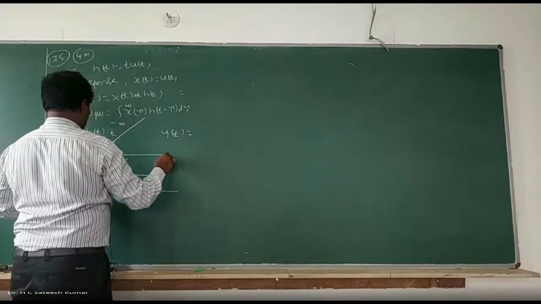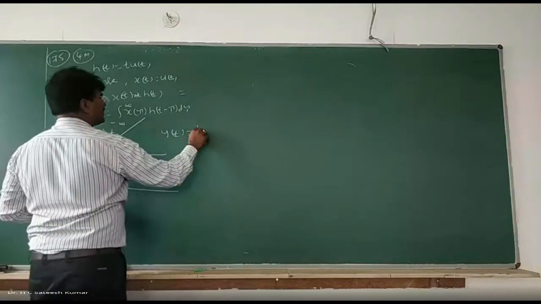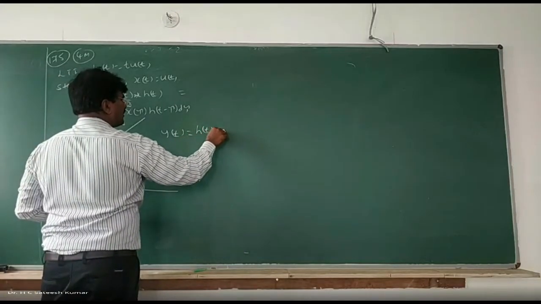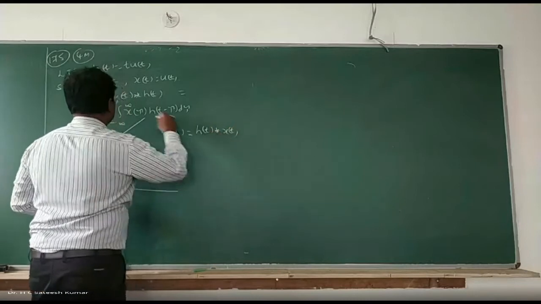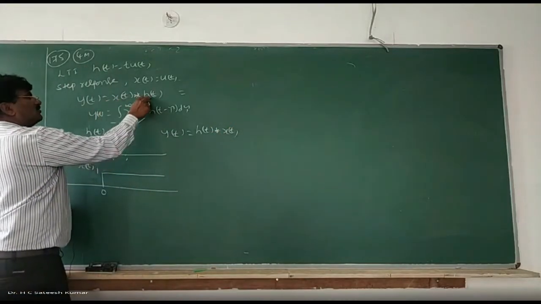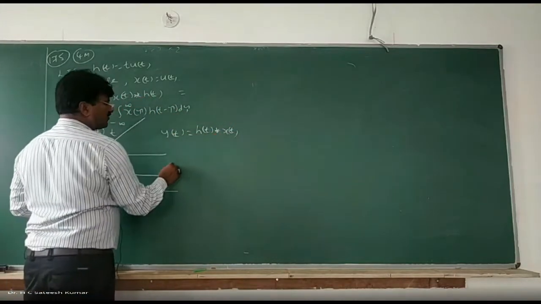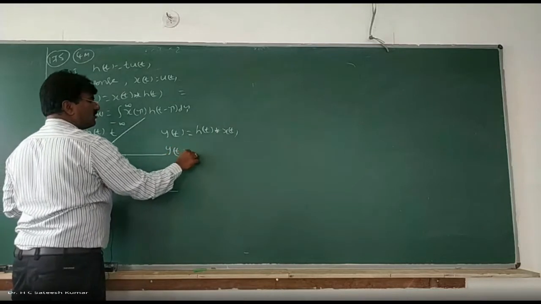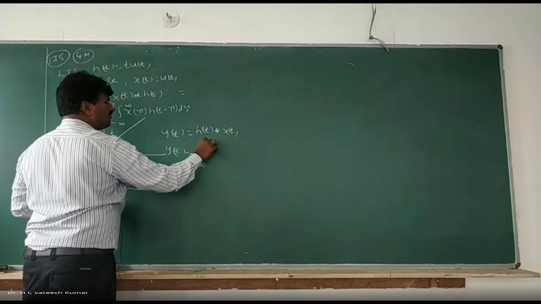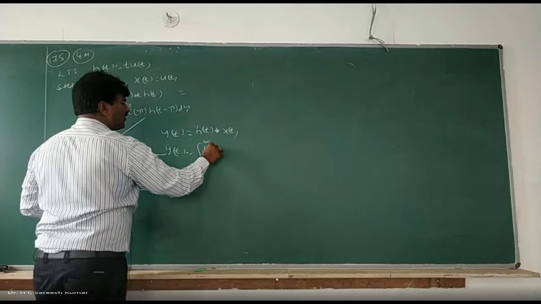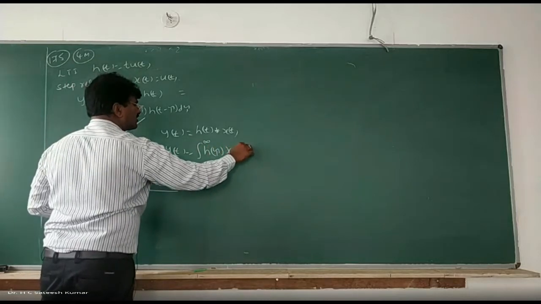You can write it. If you want to shift the x of t, h of t convolution with x of t, we can write it. The reason is because we know that commutative x of t convolution h of t is equal to h of t convolution with x of t. Therefore, y of t is equal to integration from minus infinity to plus infinity h of tau into x of t minus tau d tau.